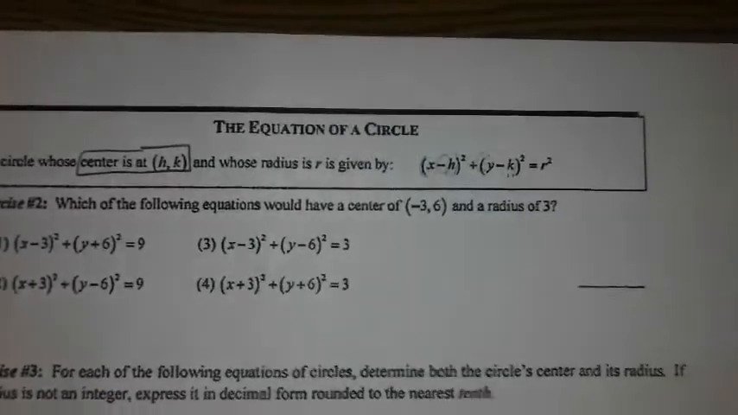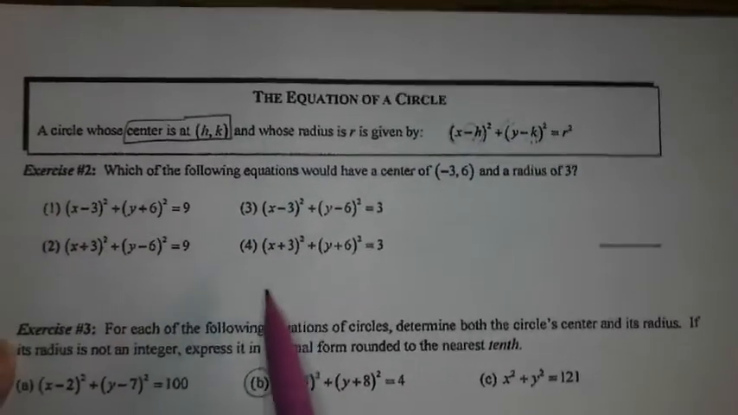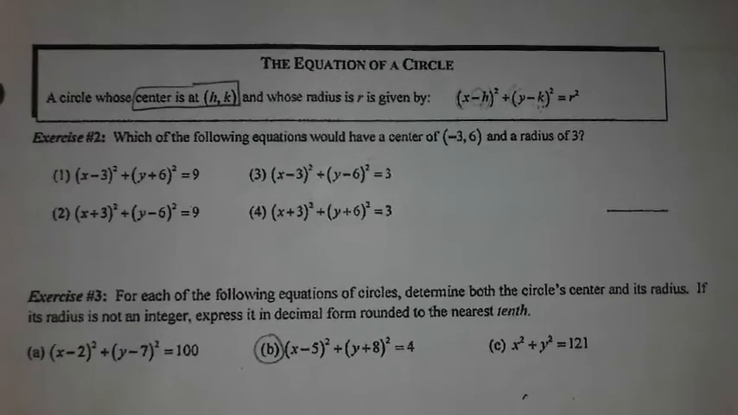So the first multiple choice, very straightforward. Take a minute. Be ready to hold up 1, 2, 3, or 4, depending on your choice. We're looking for a center of negative 3, 6, and a radius of 3. Okay, on the count of 3, hold up 1, 2, 3, 4. 1, 2, 3, go. I see mostly 2s and a few 3s. So 2, I hope, is correct.